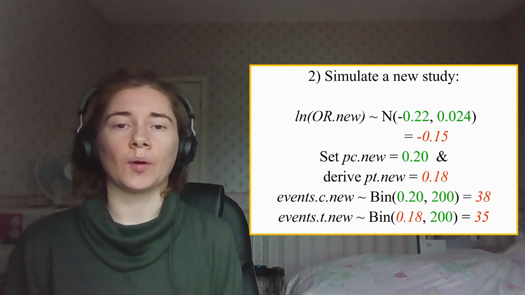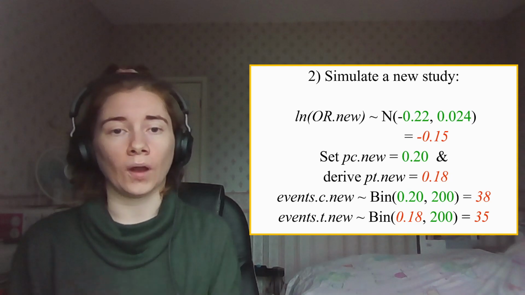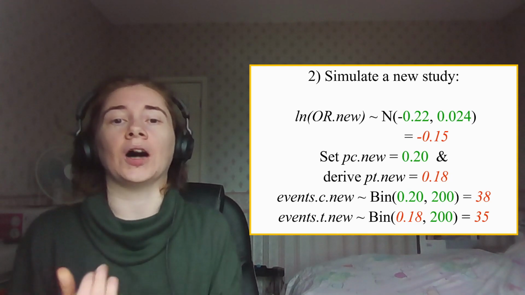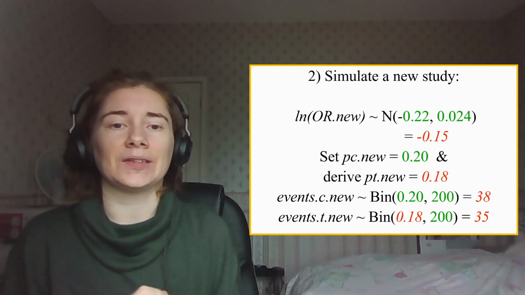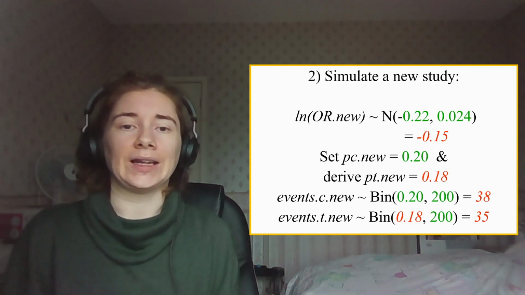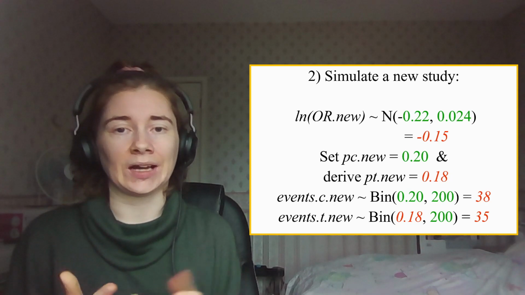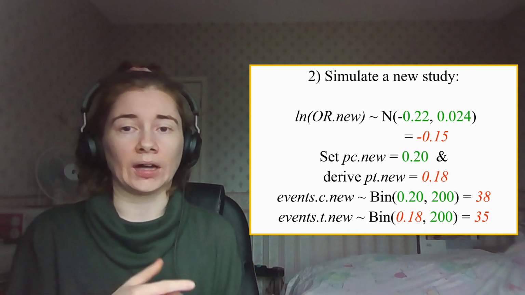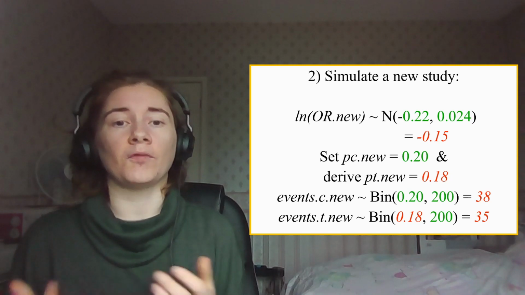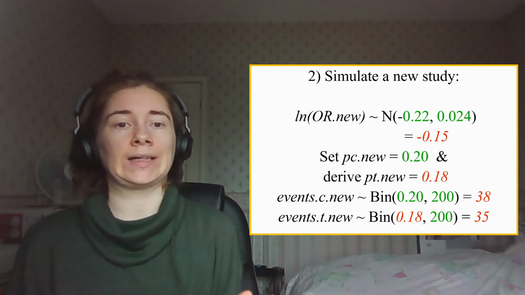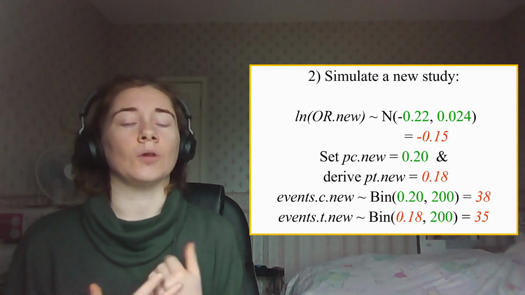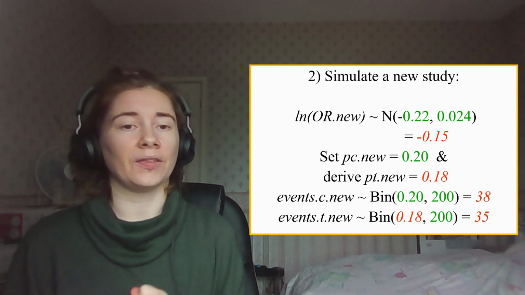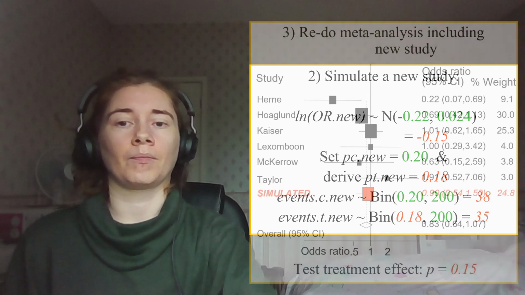Then, by setting the probability of an event in the control arm at an estimated value, the probability of an event in the treatment arm can be derived. Here, this is 0.18. Finally, using the binomial distribution here, as we're using binary data, combined with the probability parameters we've derived, we can simulate the number of events in each arm for a set sample size. Here the sample size is 200 in each arm, and so we get 38 events in the control arm and 35 events in the treatment arm.